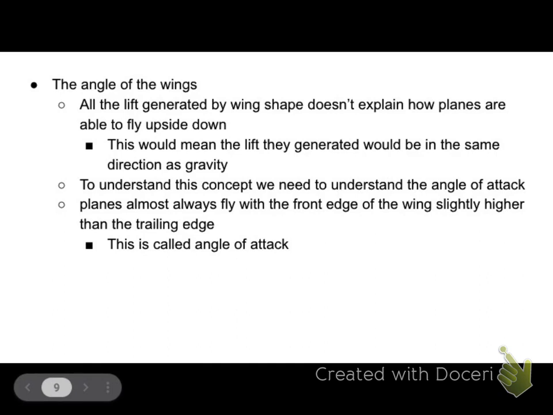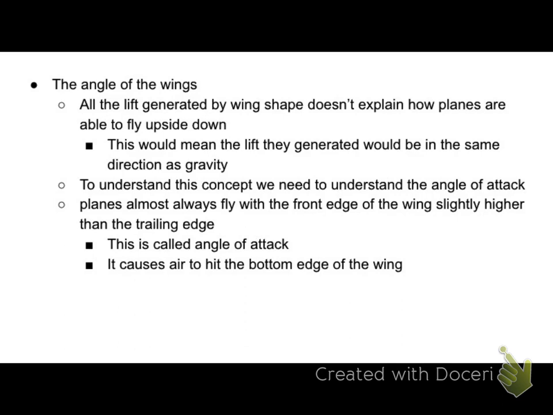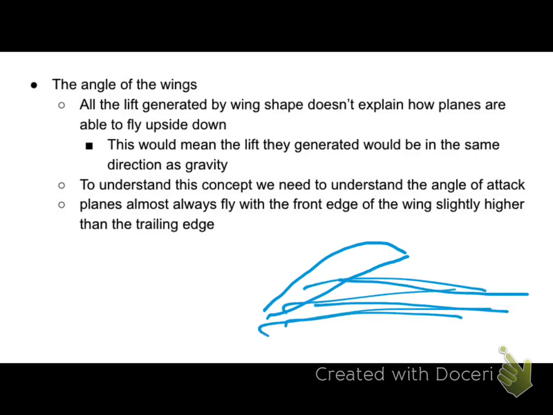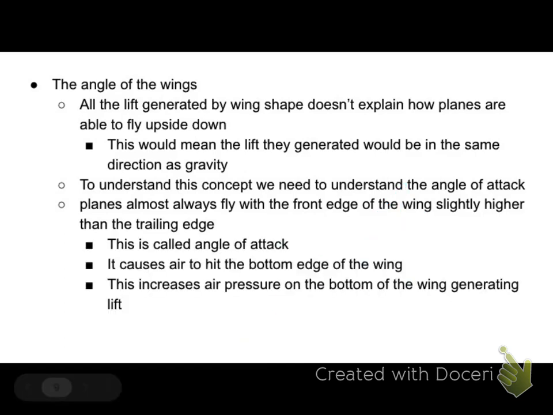This is called angle of attack. It causes air to hit the bottom edge of the wing. So if you look at that picture again, when it's like this, more of the air that's striking it is striking the bottom of the wing. And when it strikes it, it gets deflected down and it pushes up on the wing. This increases the air pressure on the bottom of the wing and generates more lift.